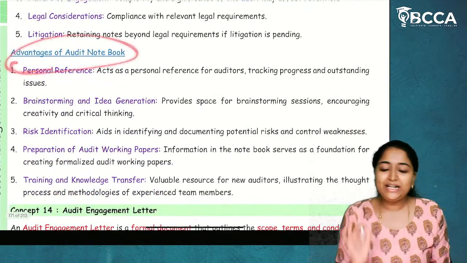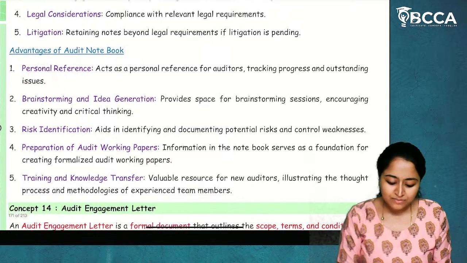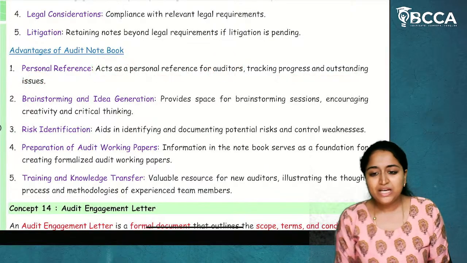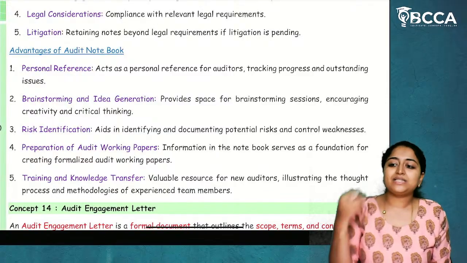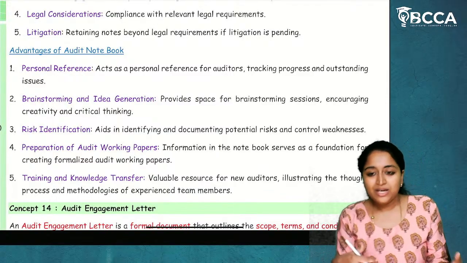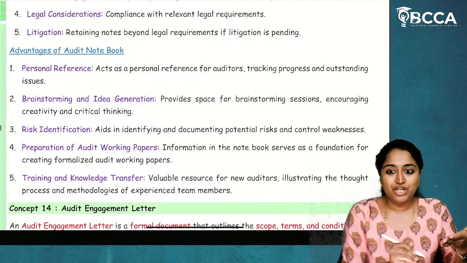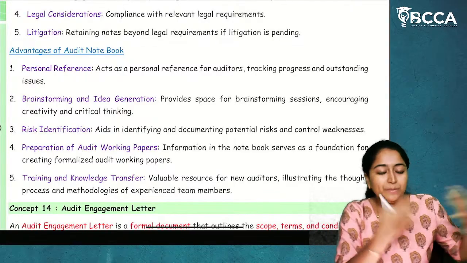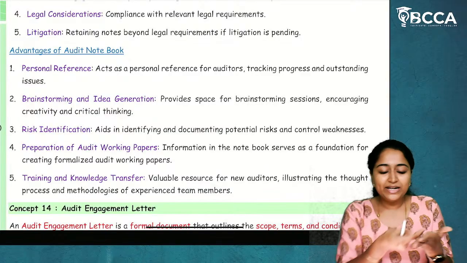Now, what are the advantages of the audit notebook? It will act as a personal reference. It acts as a personal reference for auditors, tracking progress and outstanding issues. Brainstorming and idea generation: now he is stuck in the entire audit process, like what is to be learned, when to be learned. Then he will check the audit notebook because he has recorded each and everything. Even he has recorded the auditor's meetings with the employees, meetings with other persons. He has recorded it. So he will read it.